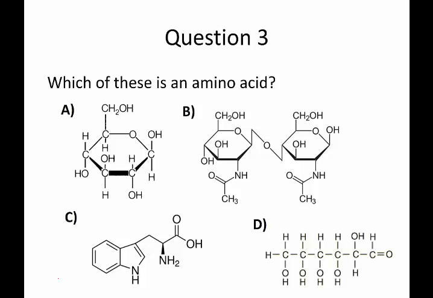So here's a question to answer on Blackboard. Now I want you to be able to identify some of the macromolecules we've talked about. Specifically in this slide right here, I want you to identify which of these is an amino acid. So think back to the last few slides I showed you. What are the common characteristics of an amino acid? What groups do we see in amino acids that make them special?